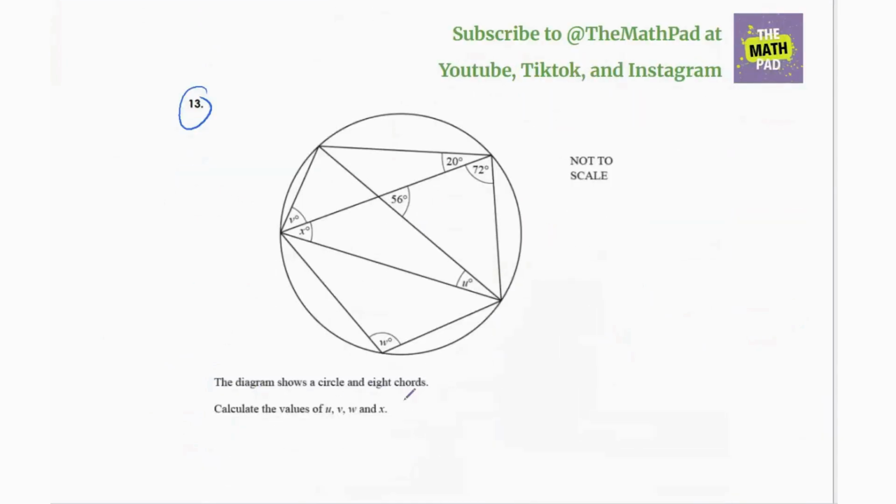Then this diagram shows a circle and 8 chords. Calculate the value of u, v, w, and x. This might look confusing, but you have to break down the shape. For u, you need to see that this is your chord, and angles coming out of the same chord, given that they're going towards the circumference, are equal, which means this is going to be the same as this. So u is 20 degrees.